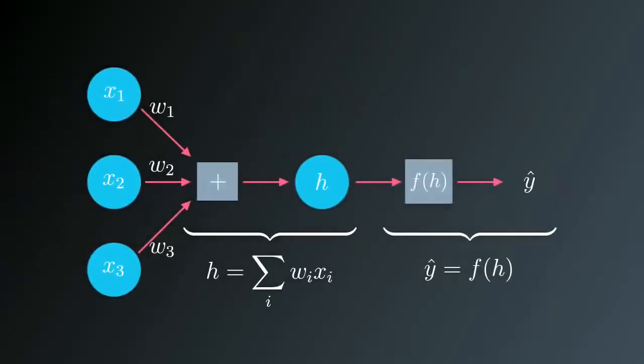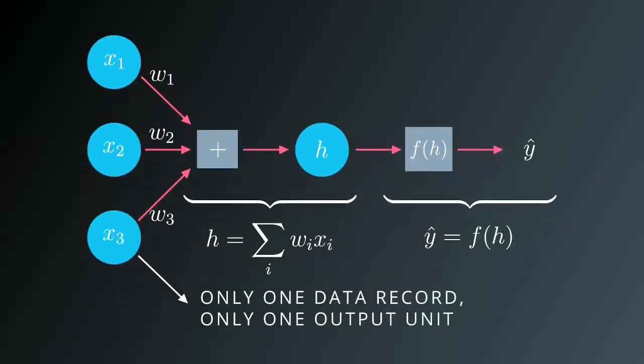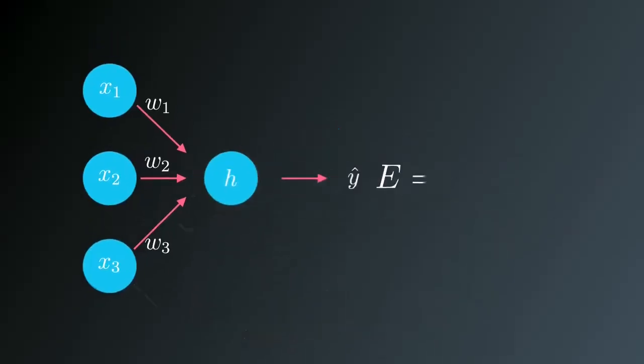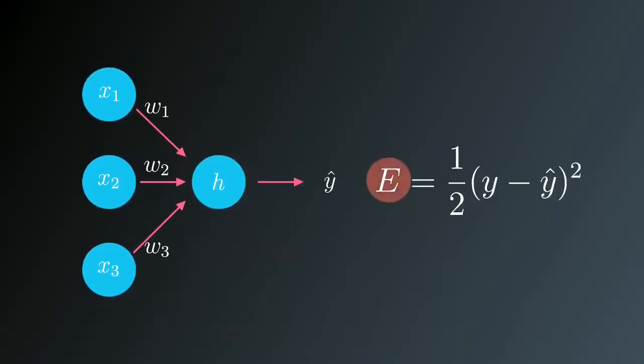The SSE is a measure of our network's performance. If it's high, the network is making bad predictions. If it's low, the network is making good predictions. So we want to make it as small as possible. Going forward, let's consider a simple example with only one data record to make it easier to understand how we'll minimize the error. For the simple network, the SSE is the true target minus the prediction, y minus y hat, squared and divided by 2.